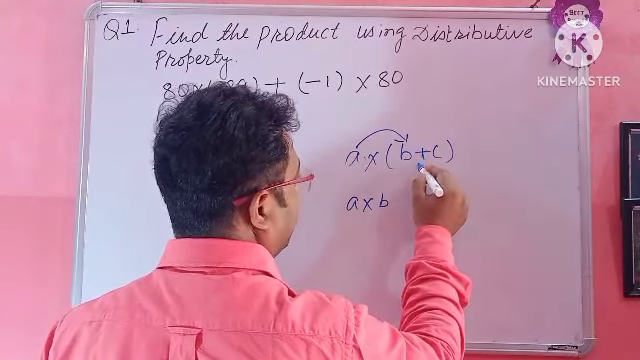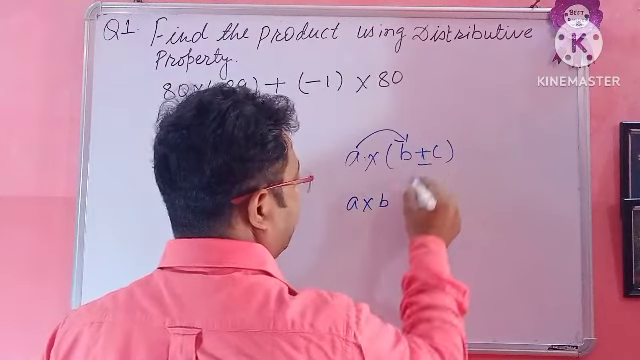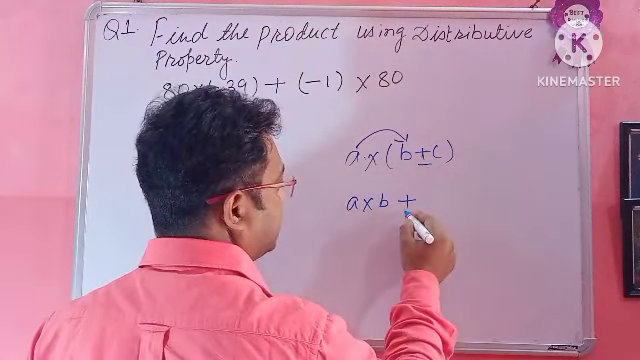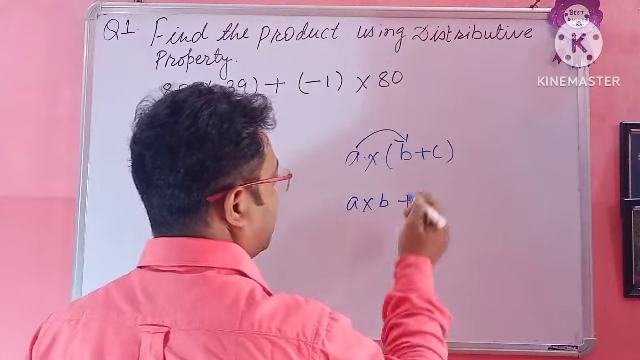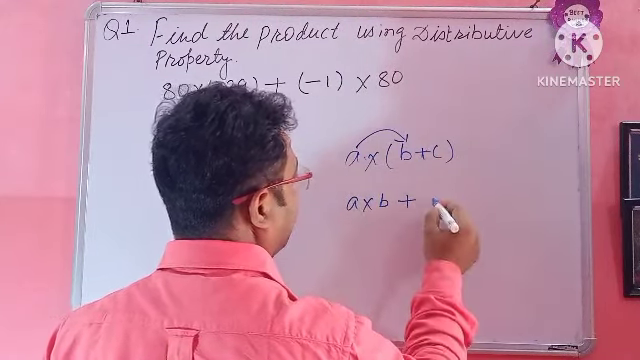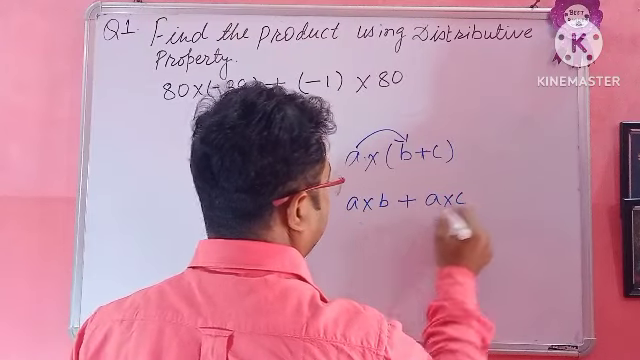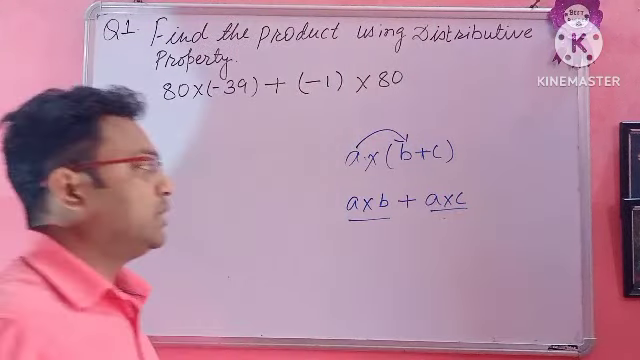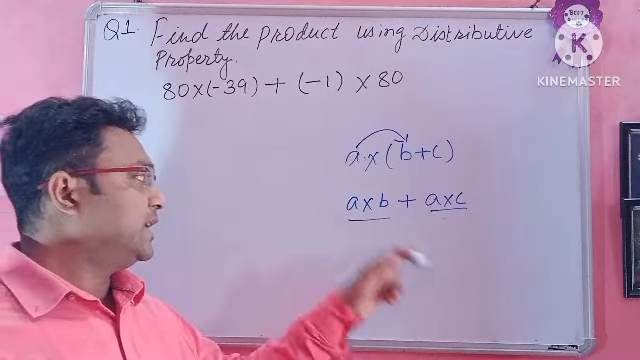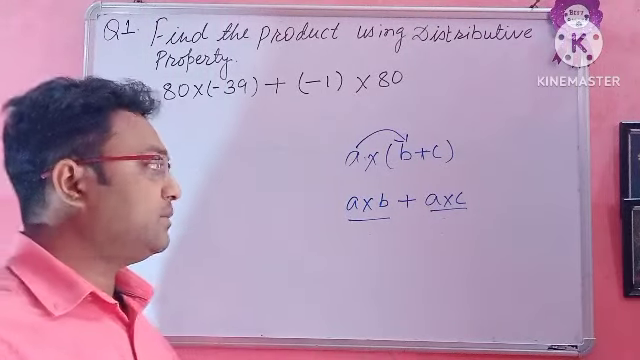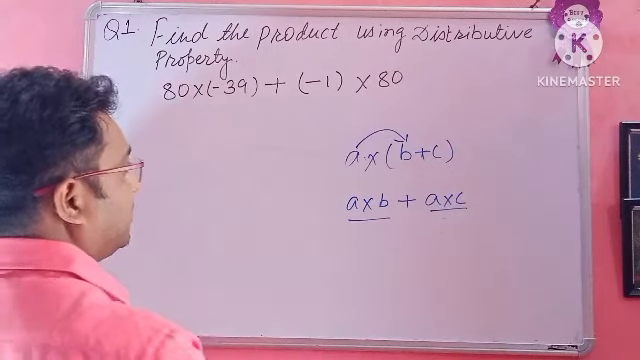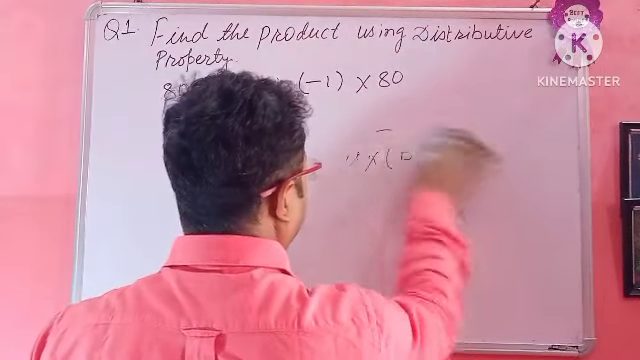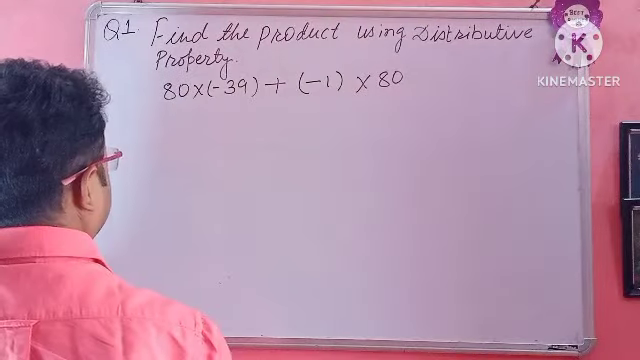Whether it is plus or minus, if it is plus then we will put plus, and if it is minus then we will put minus. So here it is B plus C, so we put a plus sign. Thereafter A will be multiplied with C. Whatever products we get from A and B and A and C, we will add them, and after that we get the result. So this was your distributive property. Now let's understand this question.